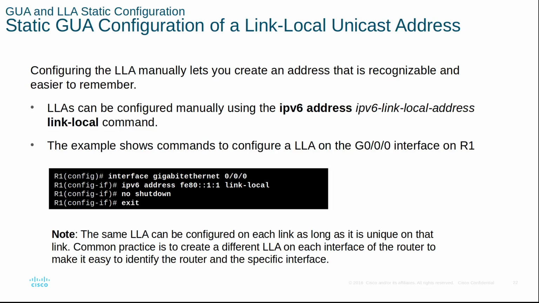There you go. The same link local can be configured on each link as long as it's unique to that link. So you could use FE80::1 and FE80::2 on every single link between devices. Might get a bit confusing, but you could technically do it. You should probably do a different one, right?